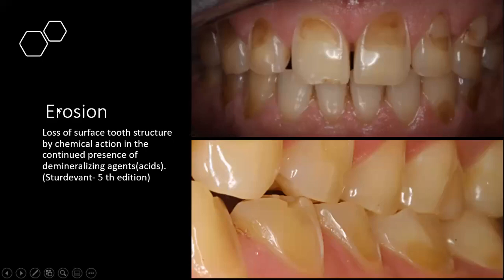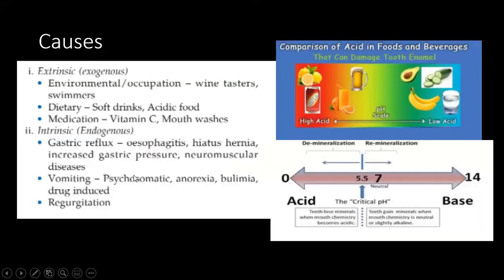So the causes for erosion can be extrinsic or intrinsic. Extrinsic is environmental or occupational, such as wine tasters, swimmers, etc. Diet, such as continuous use of soft drinks and acidic food, and medications such as vitamin C and mouthwashes. Intrinsic is endogenous, such as gastric reflux, esophagitis, hiatus hernia, increased gastric pressure, neuromuscular diseases, vomiting, such as psychosomatic, anorexia, bulimia, drug-induced, and regurgitation.